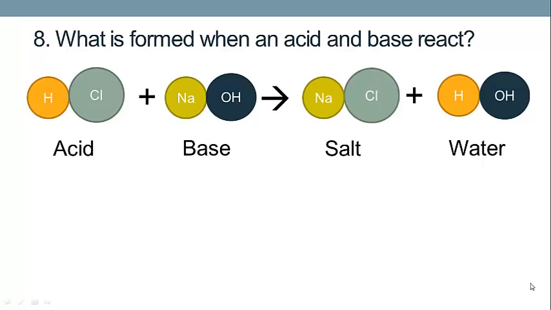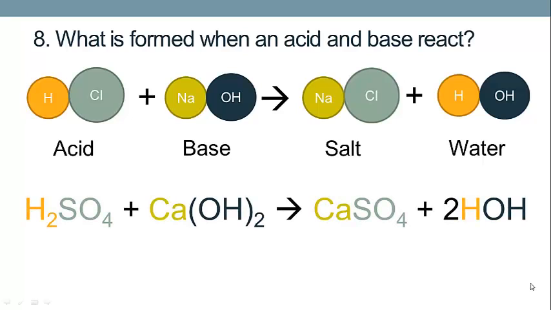Now that salt is not always going to be NaCl. It depends on what ions are involved. For example, if I were to react sulfuric acid with calcium hydroxide, the salt that I would form would be calcium sulfate and also water.